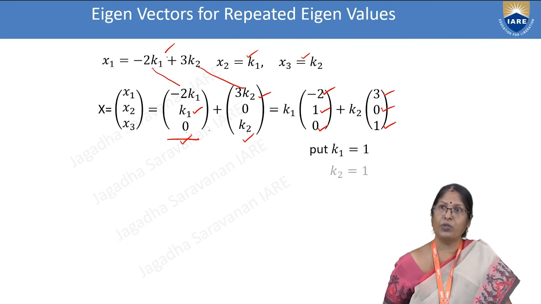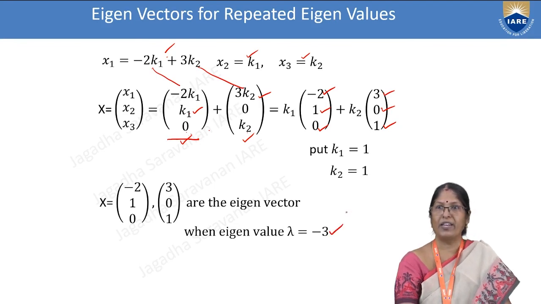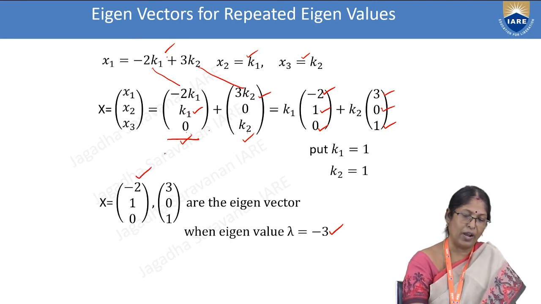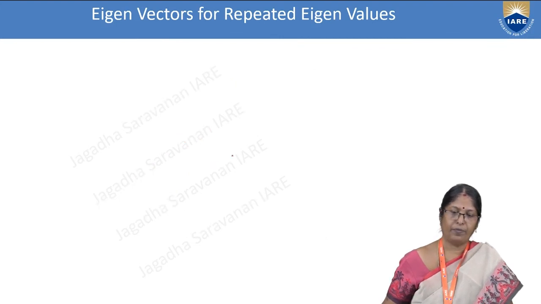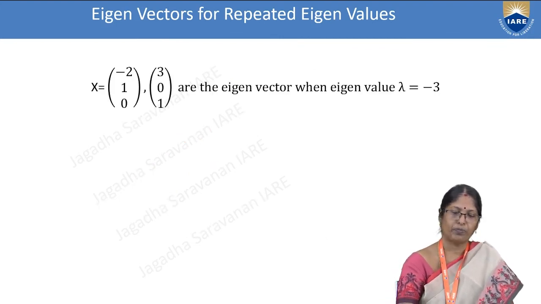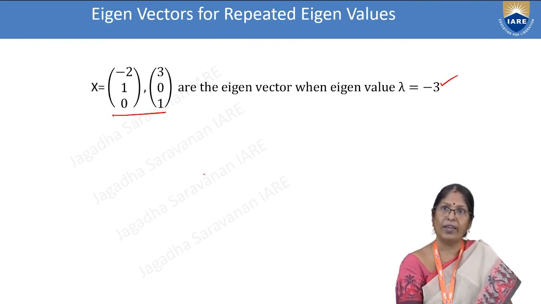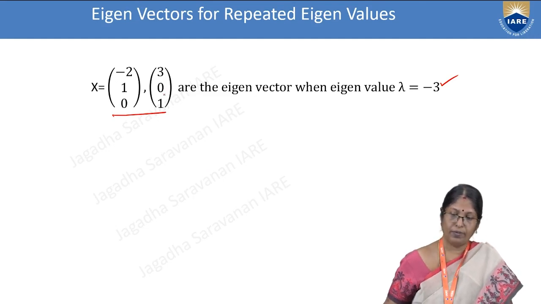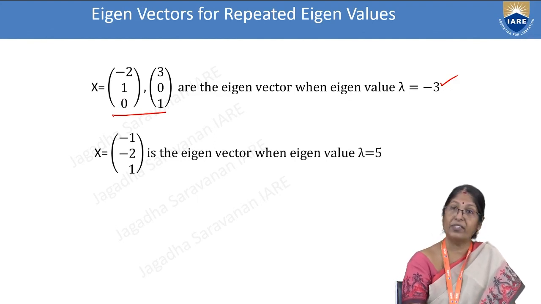So, put k1 equal to 1, k2 equal to 1. So, when lambda equal to minus 3, that is the eigenvalue, then the eigenvectors are minus 2, 1, 0 and 3, 0, 1. So, when lambda equal to minus 3, we got these two eigenvectors, that is minus 2, 1, 0 and 3, 0, 1. When lambda equal to 5 eigenvalue, we got x equal to minus 1, minus 2, 1.